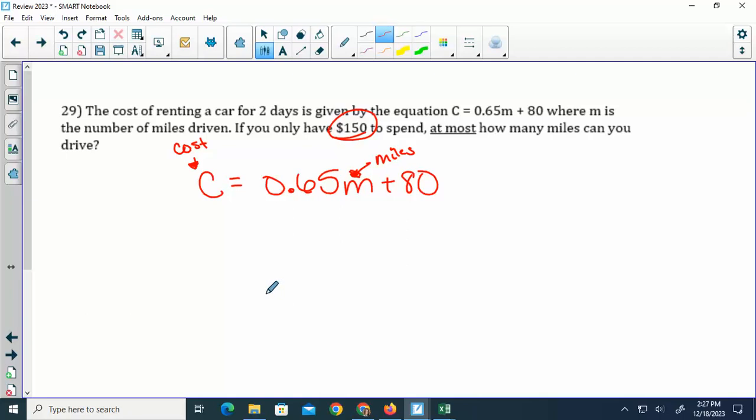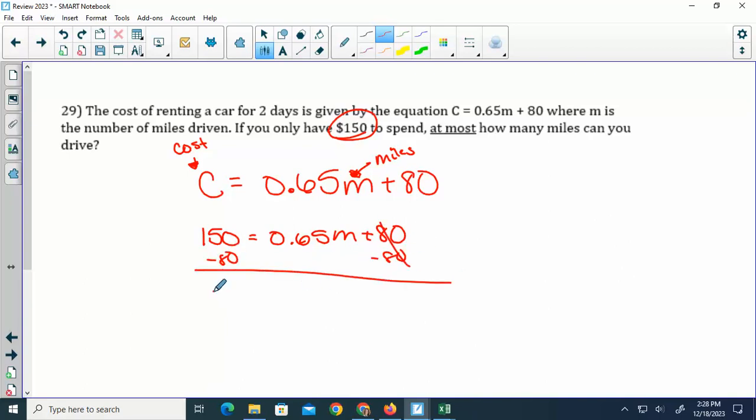So what do we do? Where do we put the 150? Is it a cost or the miles? It's a cost. Can we solve this equation? We subtract our 80. So 70 divided by 0.65 comes out to be 107.69.